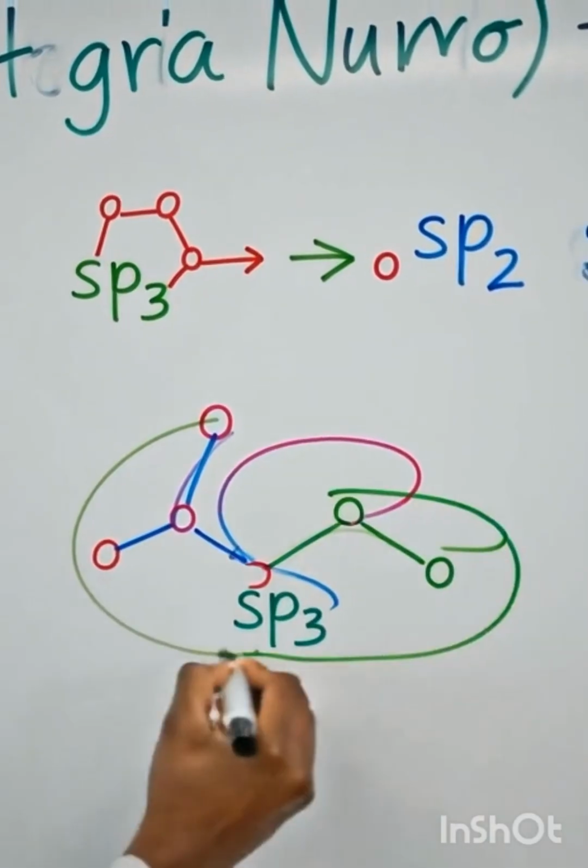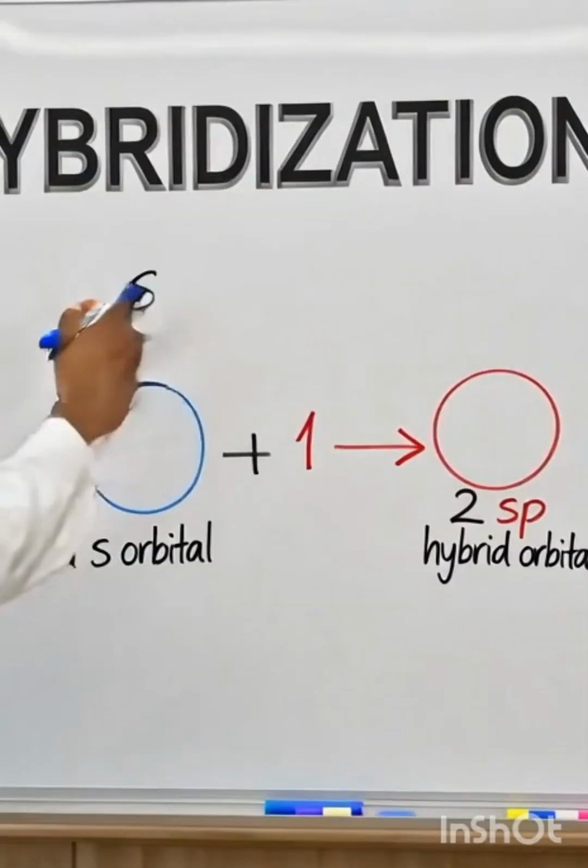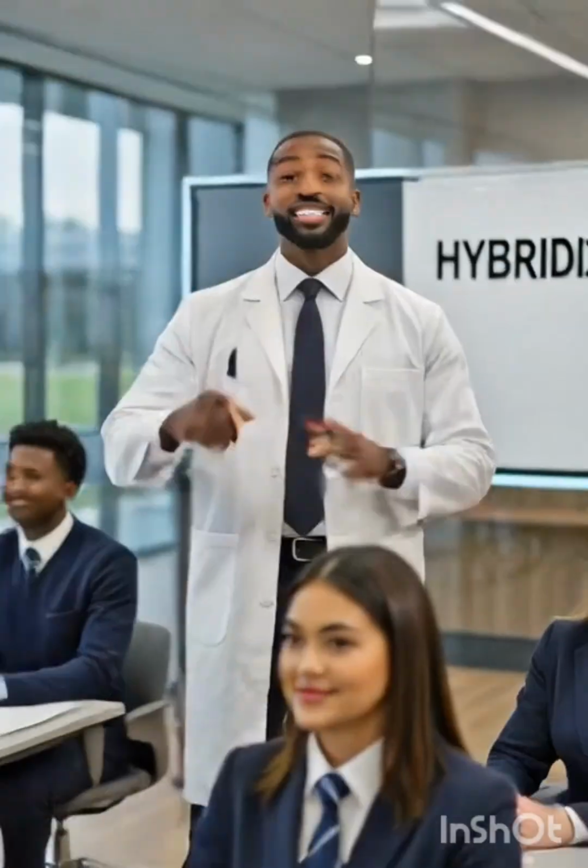It depends on the steric number. That's bonds plus lone pairs. Oh, I see. All right, let's illustrate sp hybridization on the board. We mix one s and one p orbital to get two sp hybrids. Two hybrid orbitals in total.